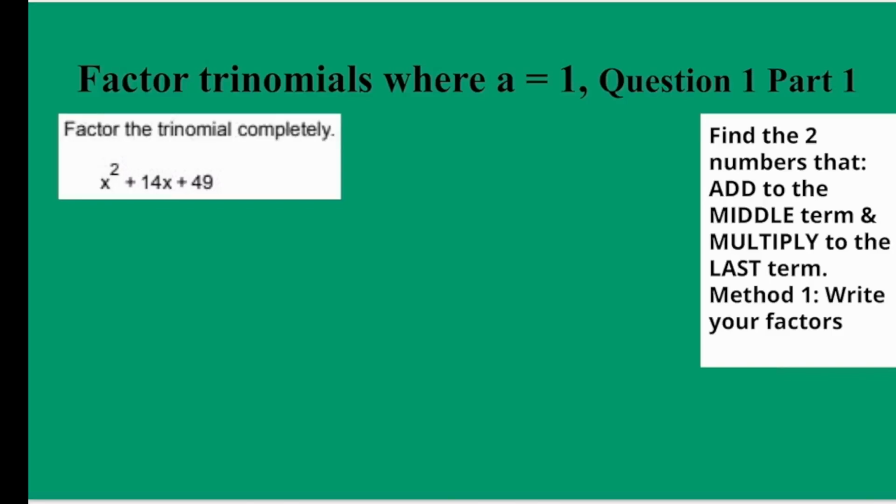Factor trinomials where a is equal to 1. So we're going to do a couple of questions in different parts. This question says factor the trinomial completely, x squared plus 14x plus 49. A trinomial is a three-term polynomial. So we can see here we have three terms: the x squared, the 14x, and the 49, and they're being added.